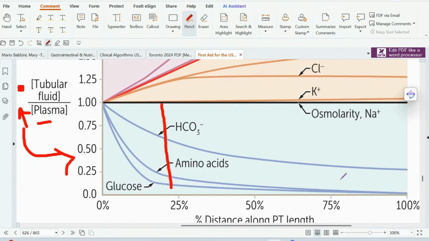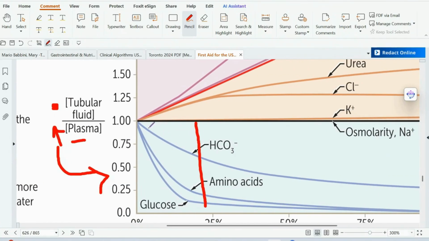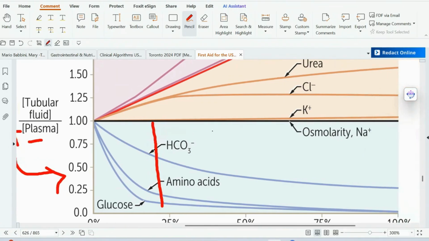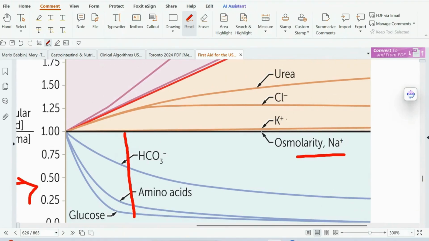How much does the PCT prefer sodium? Sodium is going to be absorbed continuously throughout at a ratio of 1. The level of tubular fluid and plasma fluid will always be equal, and they will be equally absorbed along the entire length of the PCT. That's why osmolarity and sodium will always be equal. Potassium is just a little bit above that.